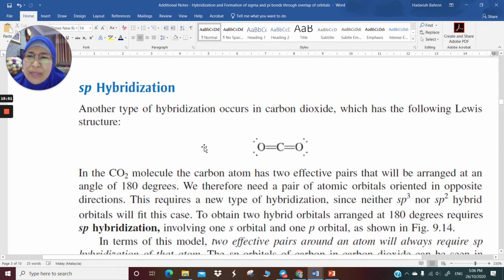Next, I'm going to go into sp hybridization. Now, sp hybridization, as you were already taught in the last lecture, is for linear molecules. A linear molecule is, for example, carbon dioxide. So if you draw the Lewis diagram of carbon dioxide, you're going to find that it looks like this.